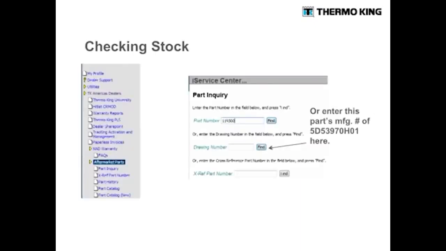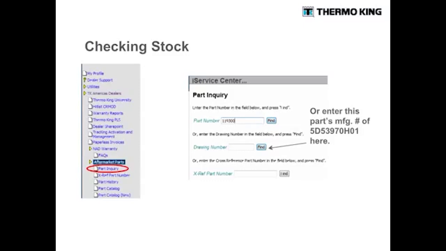Checking stock or a part inquiry. Checking stock on a part is easy. Simply click on Part Inquiry and type in the part number. You can enter the Thermo King part number into the part number field. If you have the manufacturer's part number, you can enter that into the drawing number field.